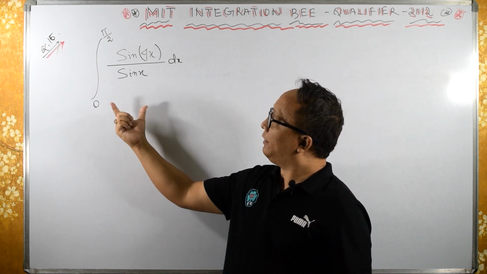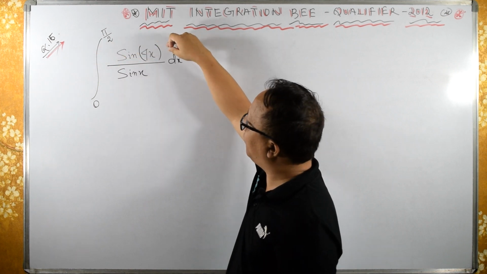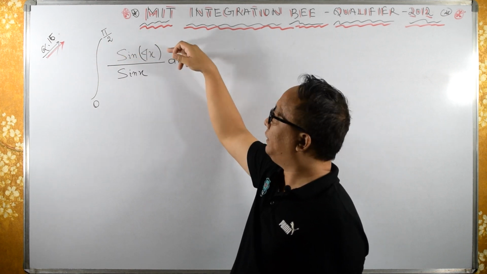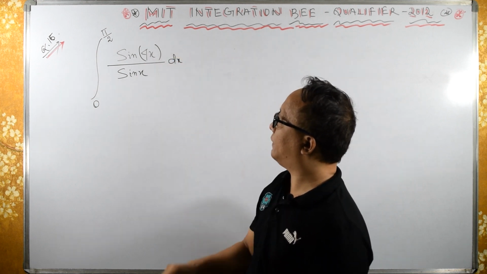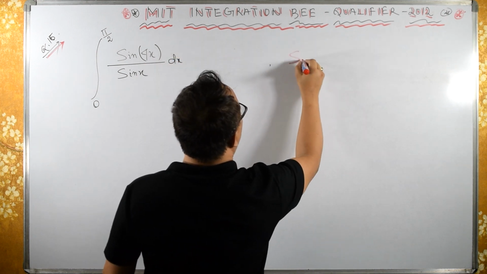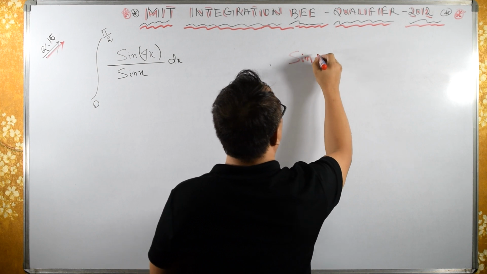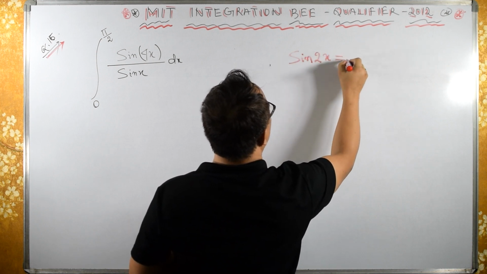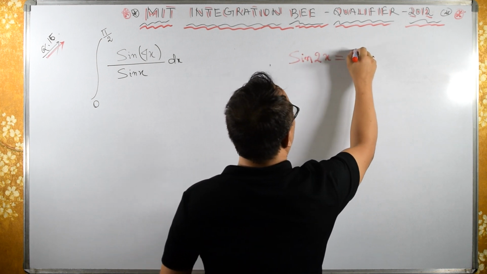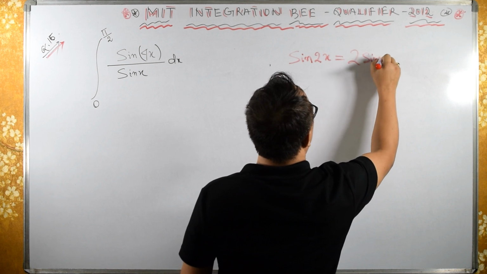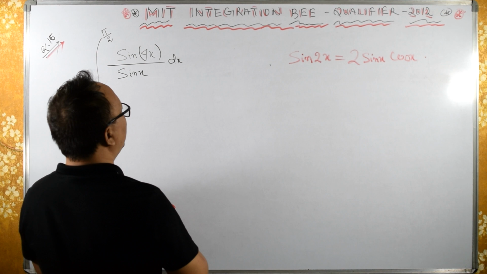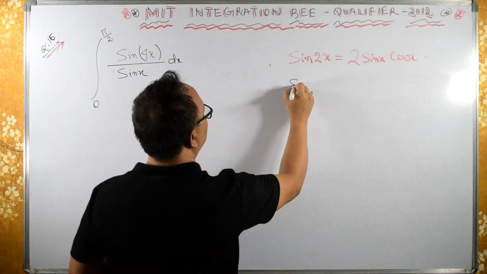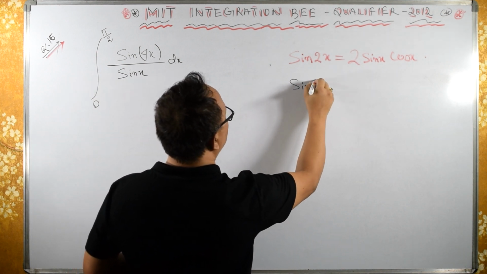Look at this integral. We have the integral of sine of 4x in the numerator, and in the denominator we have sine x. Let's try to decrease the sine 4x angle. We have sine of 2x equals 2 sine x into cos x. Therefore, from here I can find sine of 4x equals to what?